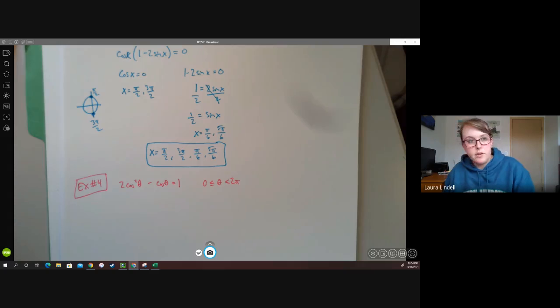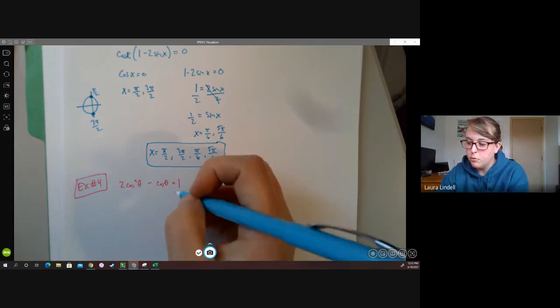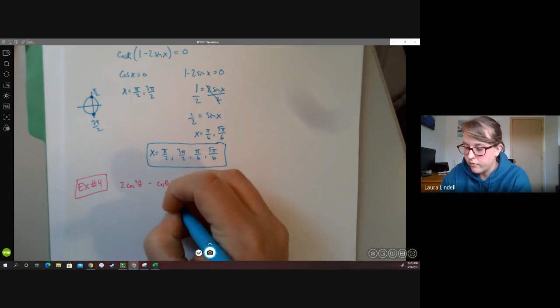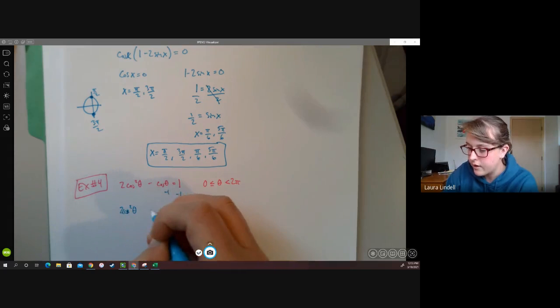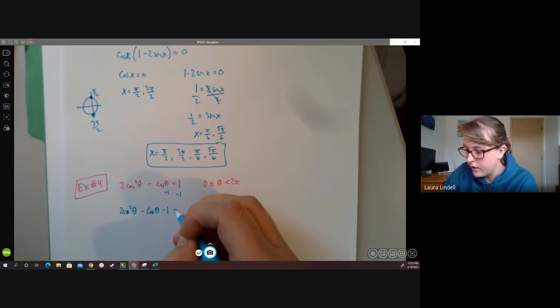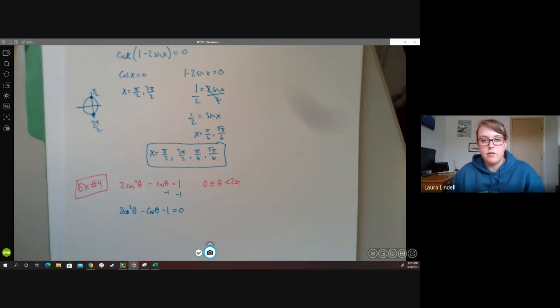Okay. So for this one, the first thing I would do is get the whole thing equal to 0. So I'm going to move the 1 over. So I'm going to subtract 1 from both sides. So we get 2 cosine squared theta minus cosine theta minus 1 equals 0. And so this is the same kind of factoring problem we were working with before.